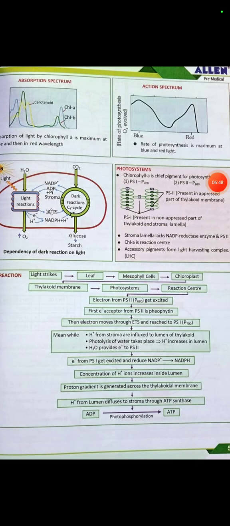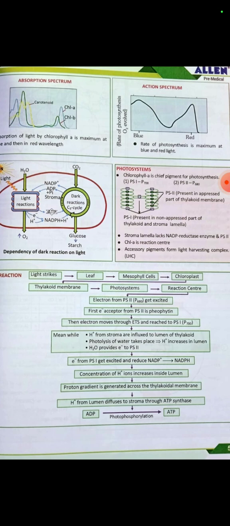Light reaction. Light strikes the leaf and then mesophyll cells and then chloroplast, to thylakoid membrane, then to photosystems reaction center. Then electrons from PS2 P680 get excited. First electron acceptor from PS2 is pheophytin, then the electron moves through the ETS and reaches PS1. Meanwhile, H plus from stroma is influxed to the lumen of the thylakoid. Photolysis of water takes place, hydrogen increases in the lumen, and water provides electrons to PS2.